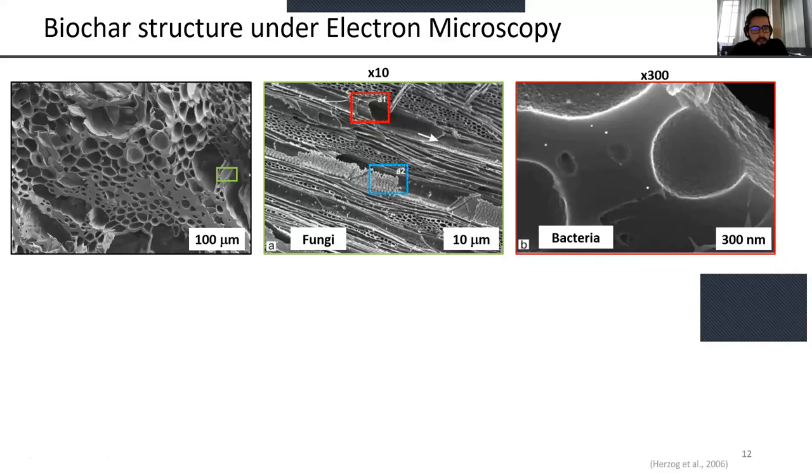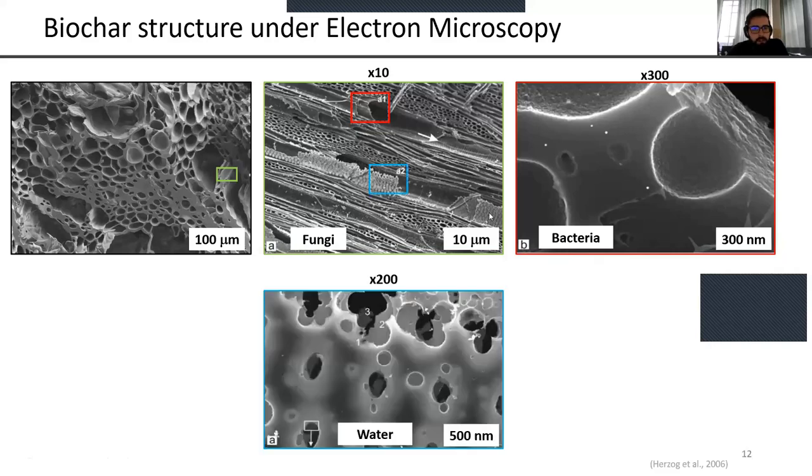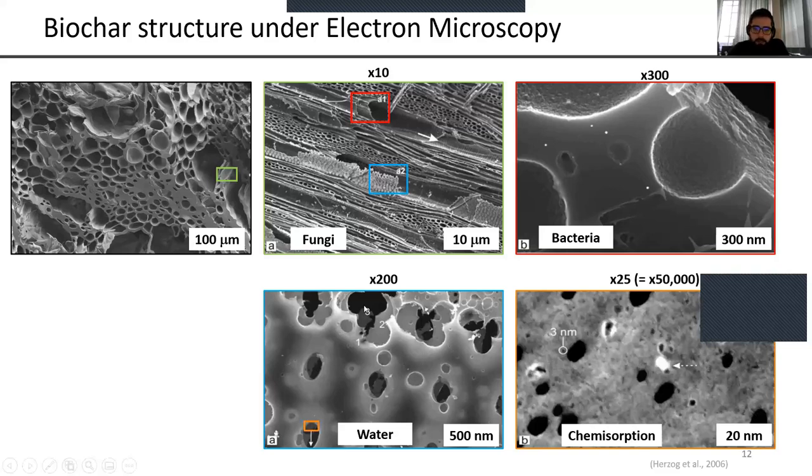In the case of this blue rectangle, if we magnify it 200 times to a resolution of 500 nanometers, this is the lowest point from which plants can sorb the water from the structure of the biochar. So the water sorption will depend on this structure, not lower than that. And the final enlargement is of the orange rectangle. From the 200, we magnified it 25 times more, which gives us a 50,000 times enlargement between the first and the last picture. And this is the structure on which chemisorption takes place.